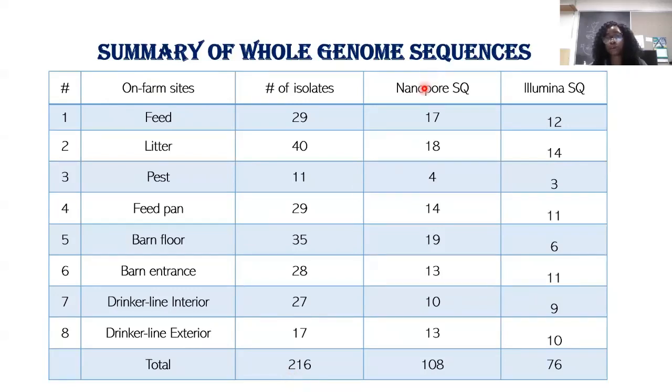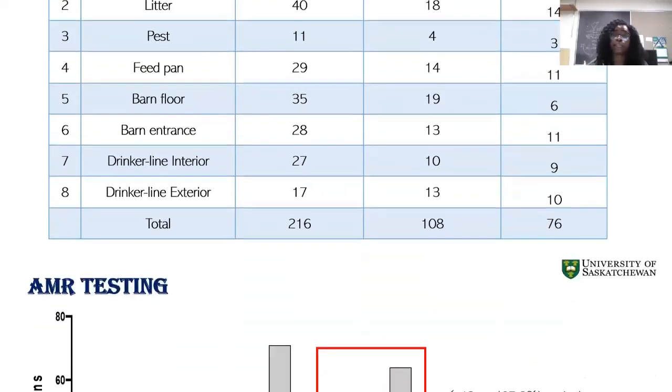And then for Nanopore sequencing, which generates the long reads, we've been able to generate 108 whole genome sequences of those E. coli strains. And then for Illumina sequencing, we've been able to sequence 76 E. coli strains.